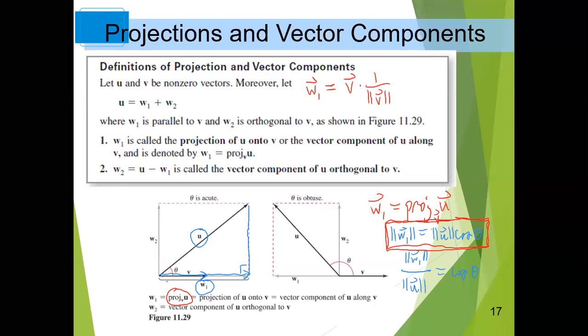Okay. So at that point, this guy is length 1. But that's not what I want. I want to actually have something that's of length W1. So I want to multiply this by the length of W1.